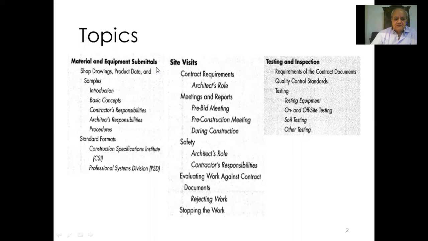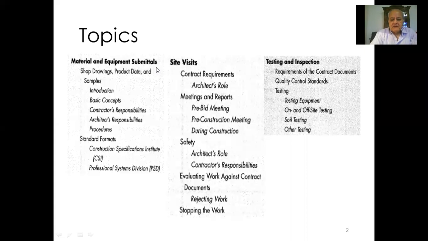The first thing is the material and equipment submittals. The contractor will send you drawings. We call them shop drawings. And it is very important that you understand the difference between different types of drawings. We have design drawings, we have working drawings, we have shop drawings. Design drawings and working drawings are made by the architect. Shop drawings are made by the contractor and reviewed by the architect.